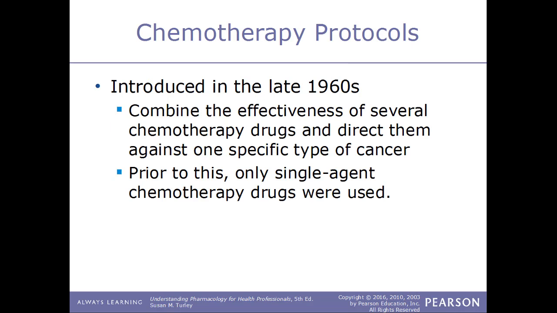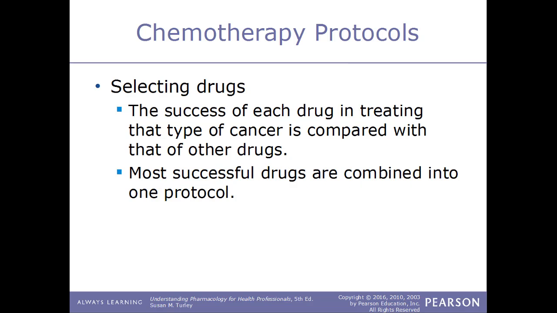Alright, next we'll talk about Chemotherapy Protocol, and this was introduced in the late 1960s. And this will combine the effectiveness of several chemotherapy drugs and direct them against one specific type of cancer. Prior to this, only single-agent chemotherapy drugs were used. So when it comes to selecting drugs for a protocol, the success of each drug in treating that type of cancer is compared with that of other drugs. And the most successful drugs are combined into one overall protocol.